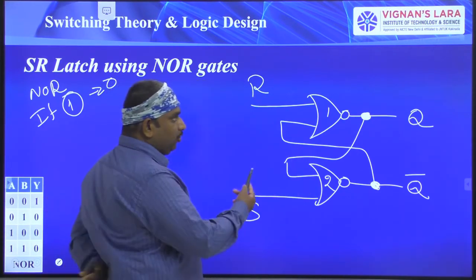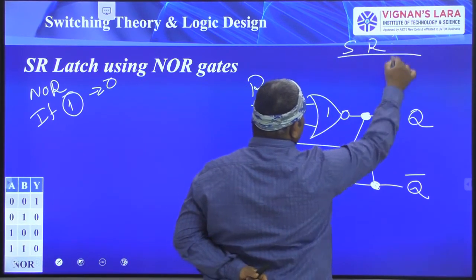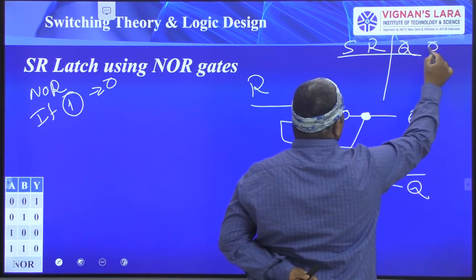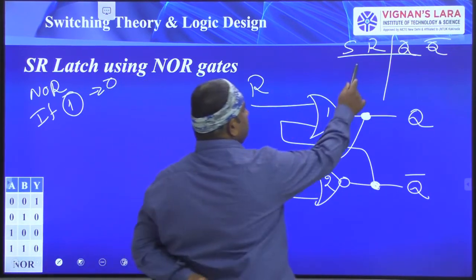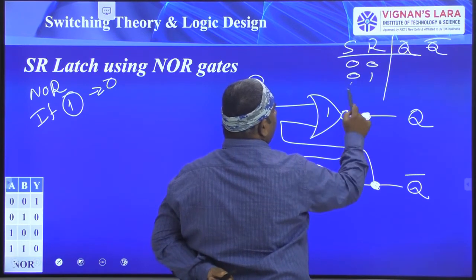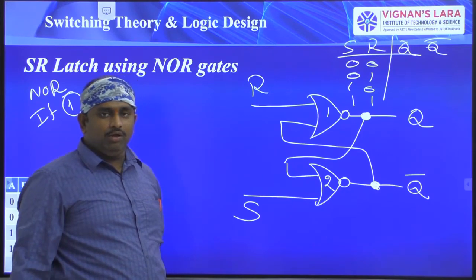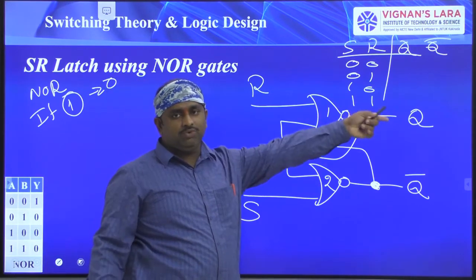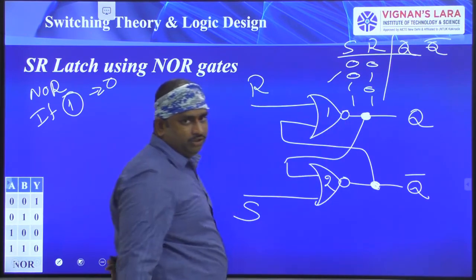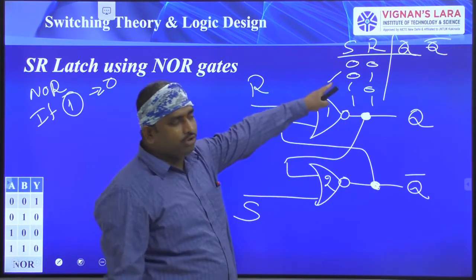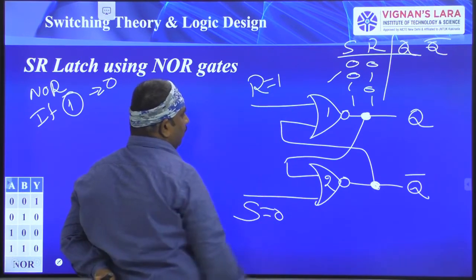Now, here you have to write down the truth table. Here you have S and R, two inputs, and here Q and Q bar. The combinations are 0 0, 0 1, 1 0, 1 1. Four combinations are available. For these four combinations, what are the outputs? First take the 0, 1 combination. S is equal to 0 and R is equal to 1.